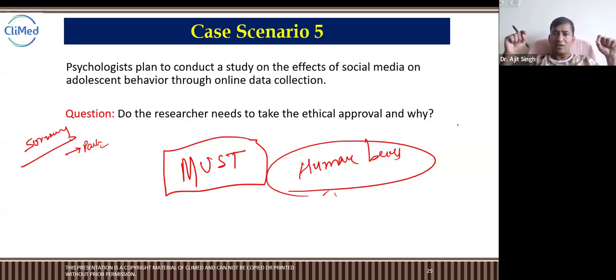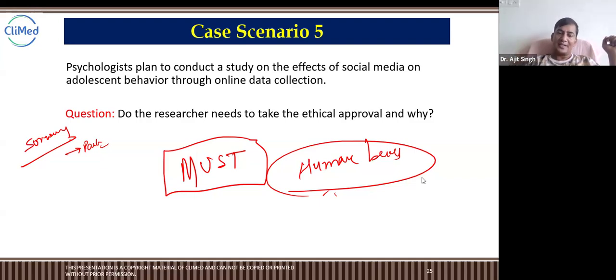This is the power of the ethics committee. This is the power of data. This is the power of confidentiality and privacy of the data. So for any kind of survey, ethics committee approval is required.